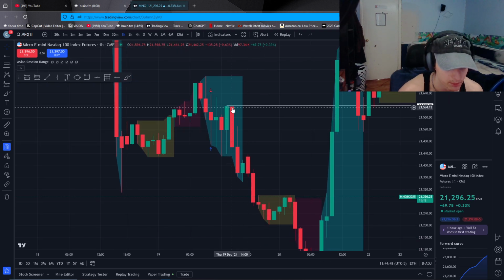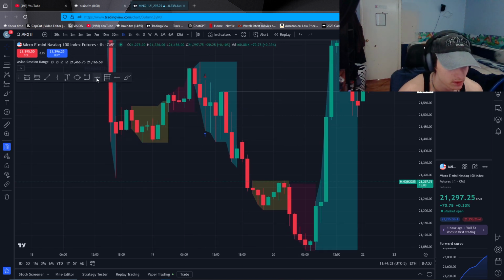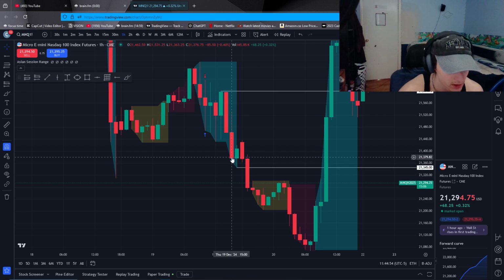And then we have a move down, then a move up, which creates a low. The lowest point of the two wicks is the low. It doesn't matter if it's the green candle or the red candle. If you have a move down and a move up, whatever the lowest wick is, that's the low.